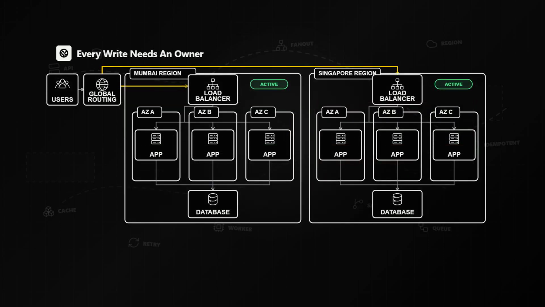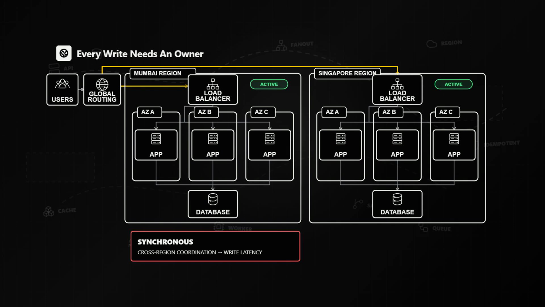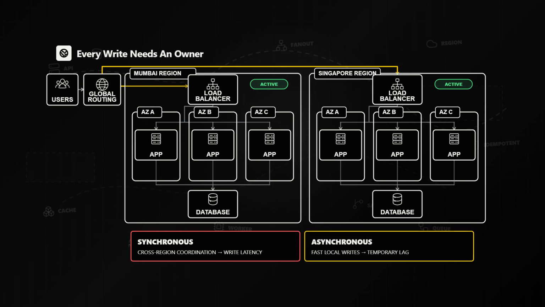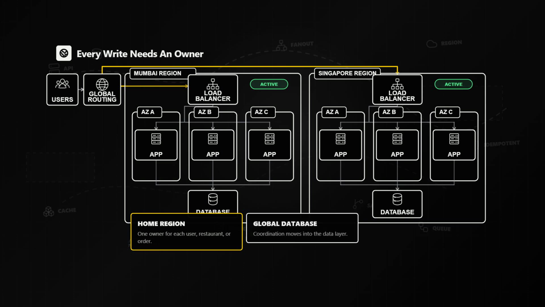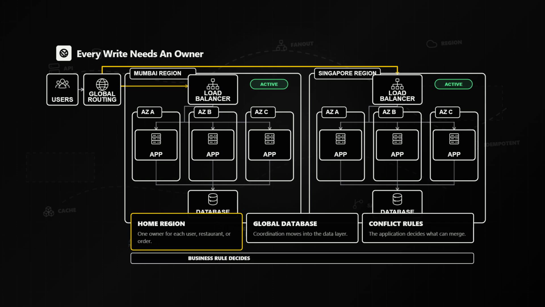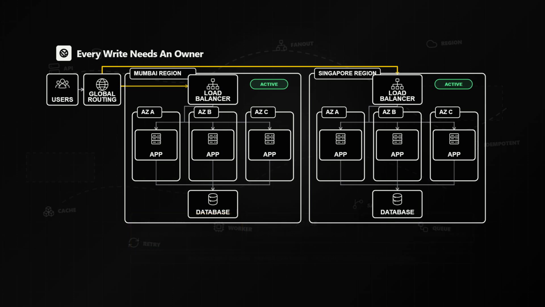Distance creates this problem. Synchronous coordination between faraway regions adds network latency to every critical write. Asynchronous replication keeps local writes fast, but the other region temporarily falls behind. Engineers often assign each user, restaurant, or order a home region. Both regions stay active, but each record has one write owner. Other systems use a globally distributed database or application-level conflict resolution. The correct pattern depends on the business rule. A profile description can merge more safely than a payment or order state transition.